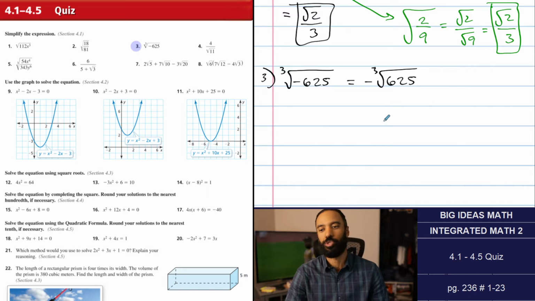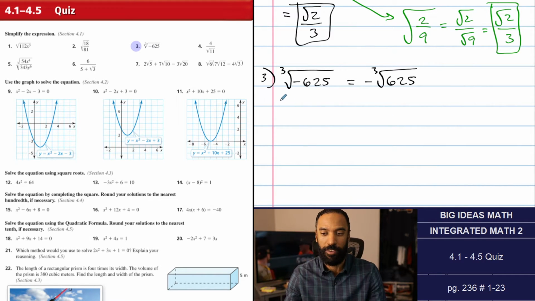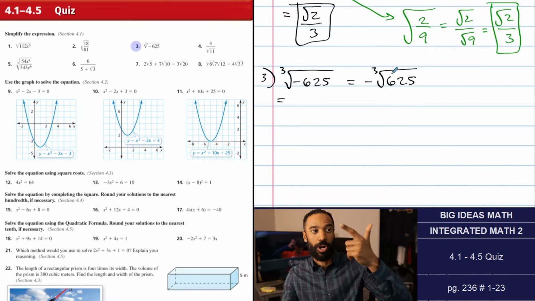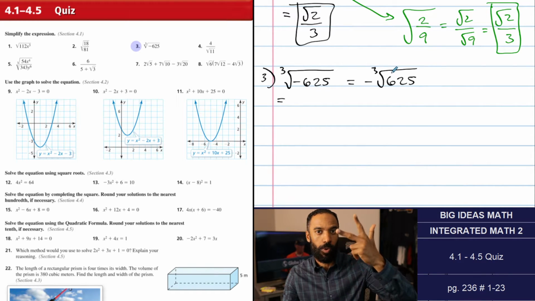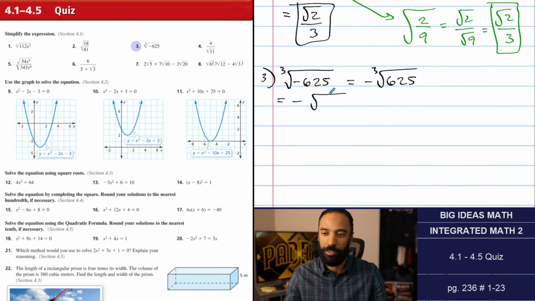Anyway, cube root of 625. Just like we pulled out perfect square factors from the previous problems, we have to find a perfect cube factor here. Now I'm thinking some form of power of 5. 5 squared is 25. 5 cubed is 125. So I can factor 125 out of here as a cube root. And 125 times 5 is 625.